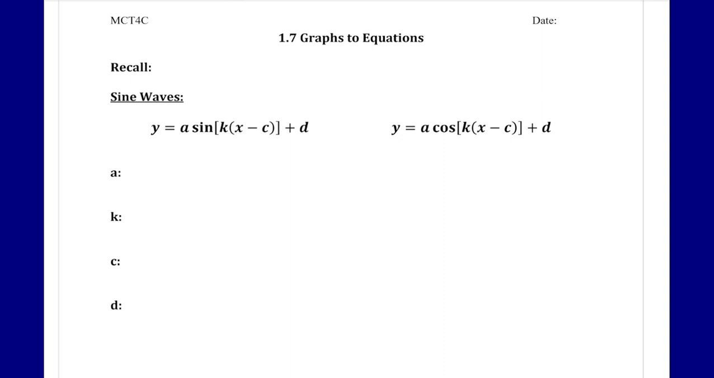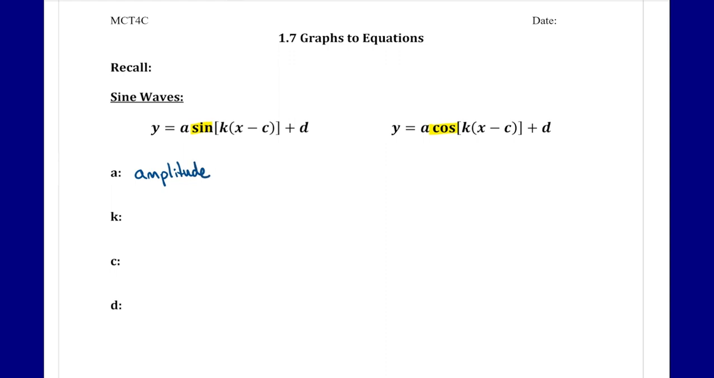So if we look at the two formulas, they're all the same, except the only difference between the two is one is sine and one is cosine. Right? We talked about those two different ways. Those are the two sinusoidal functions that we looked at. And of the two, again, they have the same letters, a, k, c, and d. And a told us the amplitude. So it doesn't matter which one we were looking at. The variables still mean the same thing.